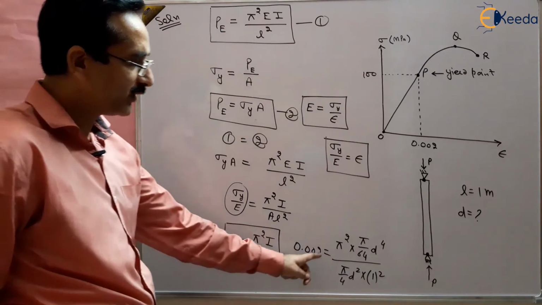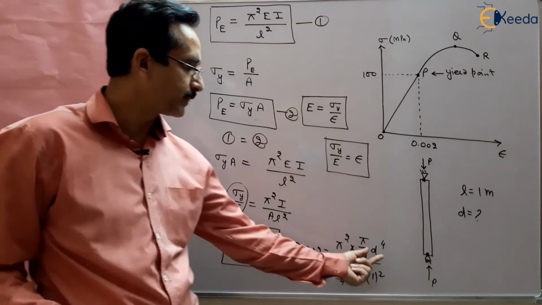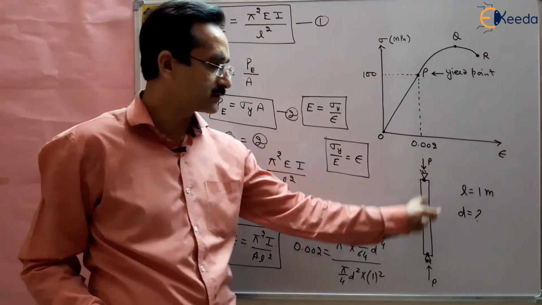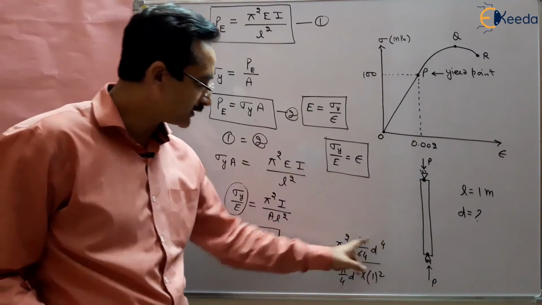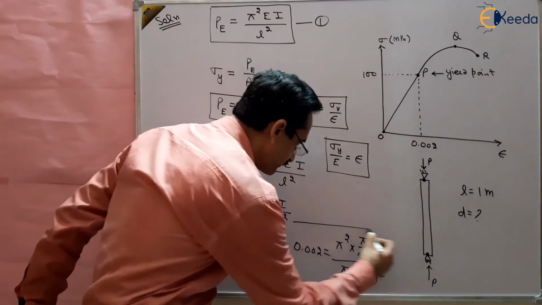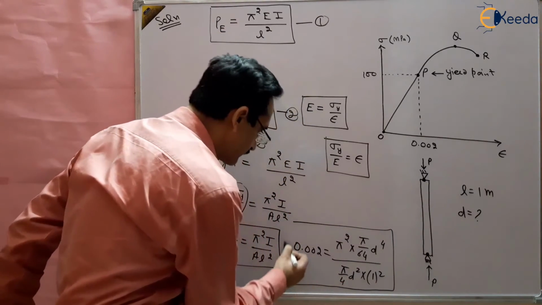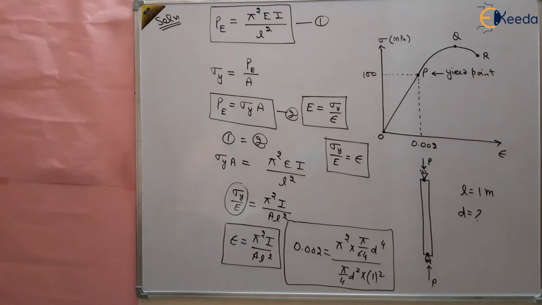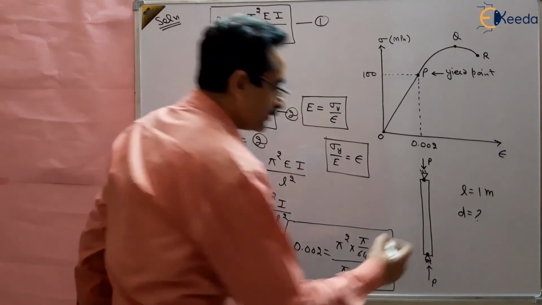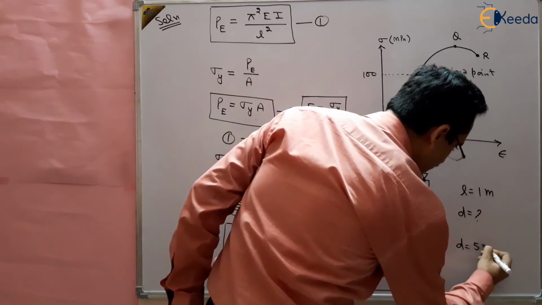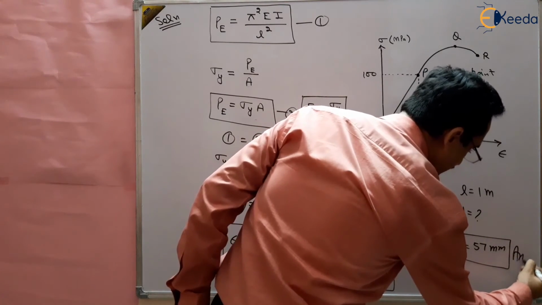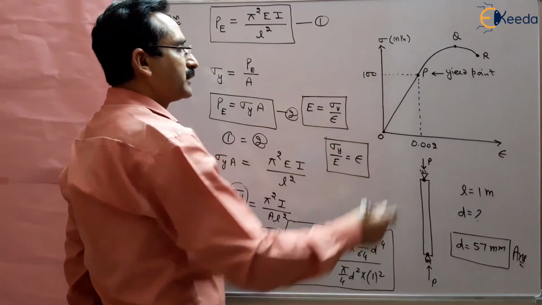So here now only one unknown is there, that is the diameter, and from here we can find out the diameter of this column. Solve this equation, where only one unknown is there, using a calculator, and the diameter will come out to be nearly 57 millimeter. So the answer of this question is 57 millimeter, the diameter so that the safe load can be taken till the yield point.